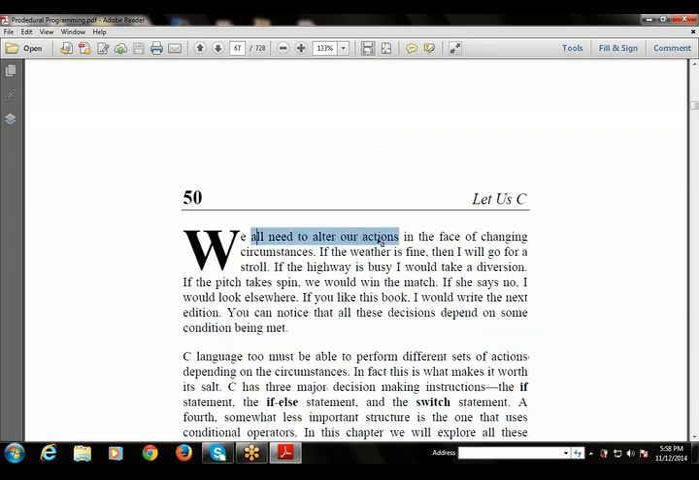This says we all need to alter our action in the face of changing circumstances. If the weather is fine, then I will go for a stroll. If the highway is busy, I will make a diversion. That is, at every condition, at every time, we make a decision. If it is raining outside, I will take the umbrella. If it is not raining, I will not take the umbrella. If you like this book, I would write the next edition, that is, if the book is suitable as per your needs, I would write the next edition of the book.